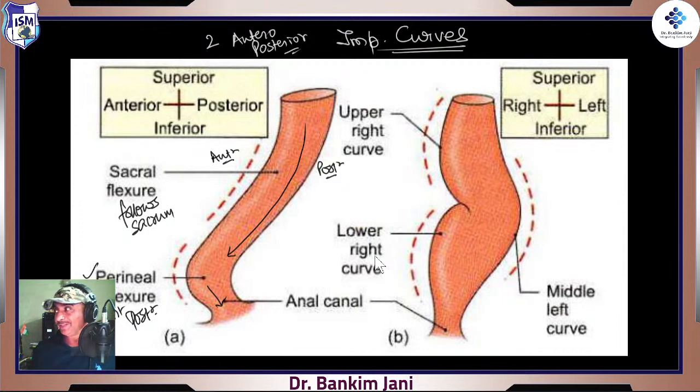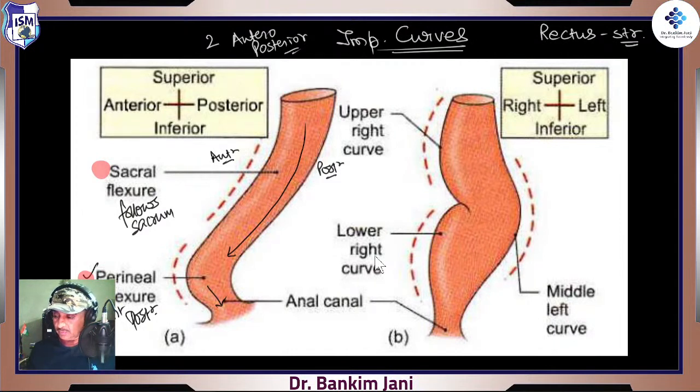Actually, it is rectus, right? When it is straight, that is the rectus. We say rectus abdominis, right? It is rectus, which means straight. All right. So that's about the anteroposterior. These are the two curves. One is the sacral and second is the perineal flexure. These are the two flexures or the curves.